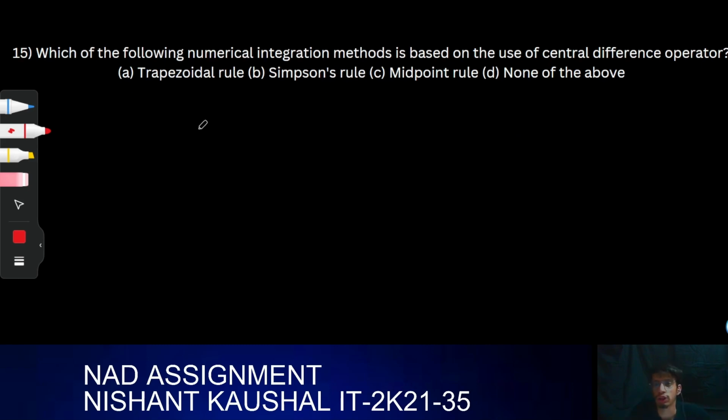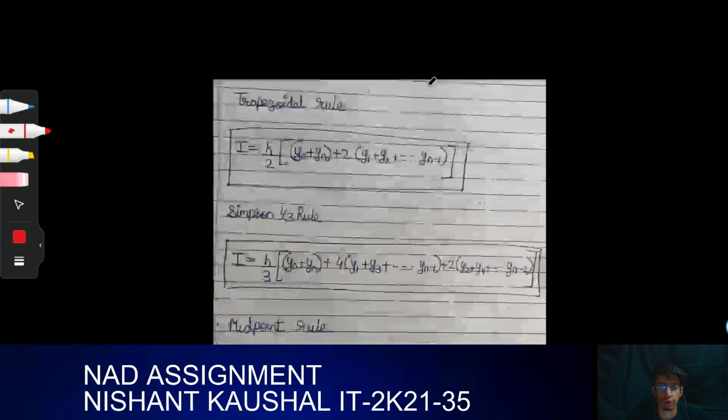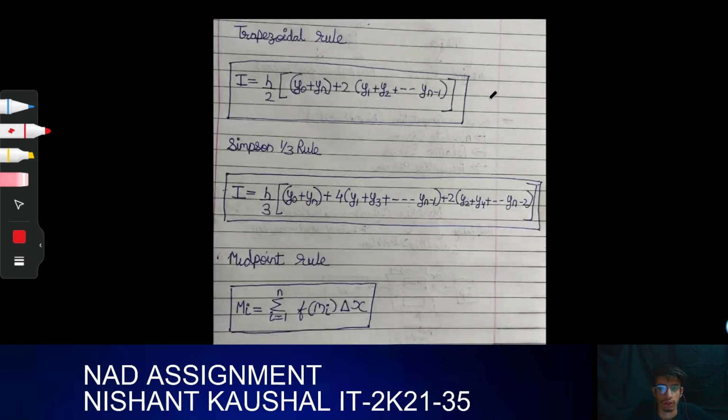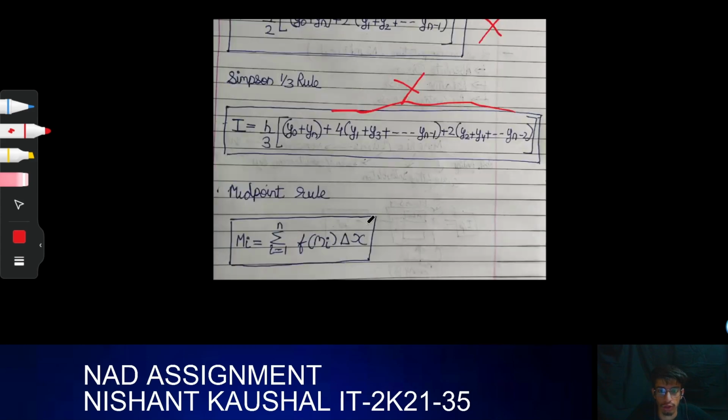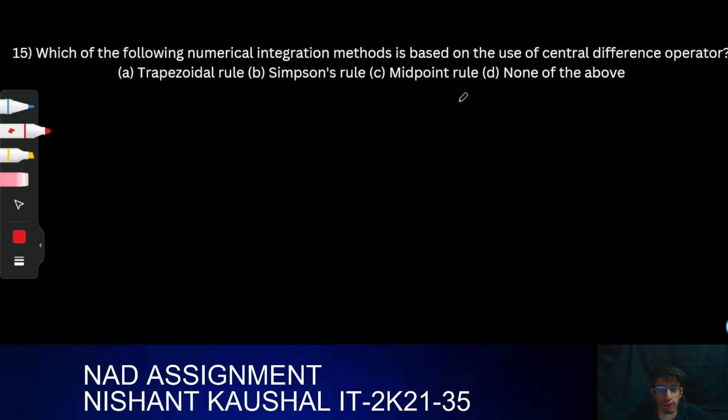Let us proceed to question number 15. Which of the following numerical integration method is based on a central difference operator? Trapezoidal rule, Simpson rule, midpoint rule. So let us see the formula. Here we are not using midpoint rule, so trapezoidal rule cannot be answered. In Simpson one-third rule, we don't use midpoint rule, so it also cannot be the answer. And in midpoint rule, we can clearly see we are not using the midpoint rule, so it also cannot be the answer. So answer will be D, none of the above.